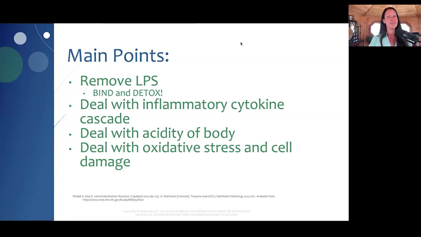We have to deal with the acidity of the body because oftentimes you will become more acidic when you have an overload of toxins in the body and or you're dealing with infections. And then we have to deal with the oxidative stress, cell damage, and mitochondrial damage that can result from this increase in inflammation and increase of toxins.